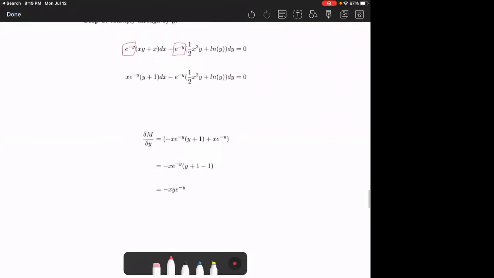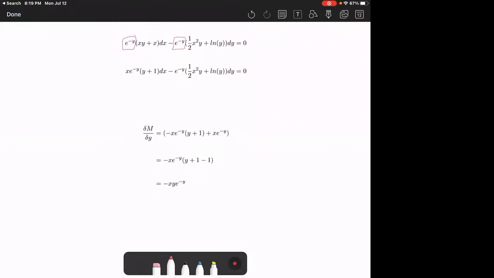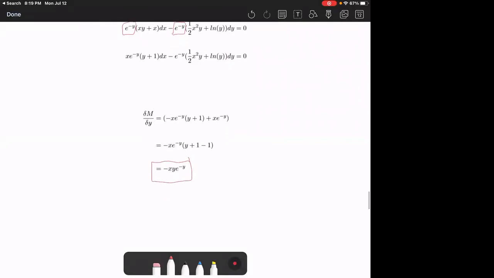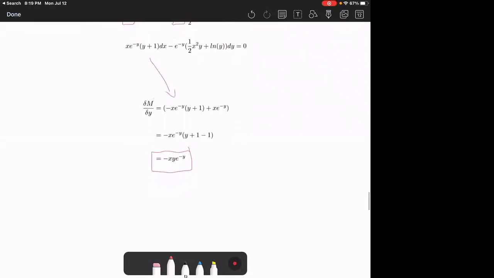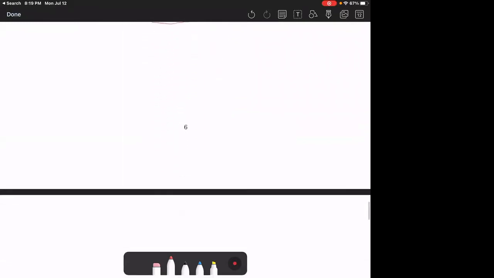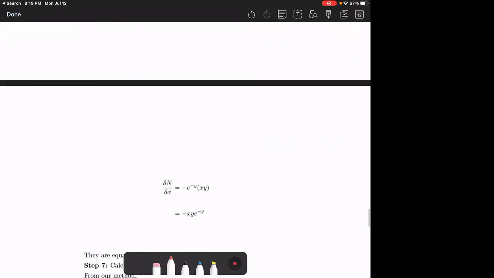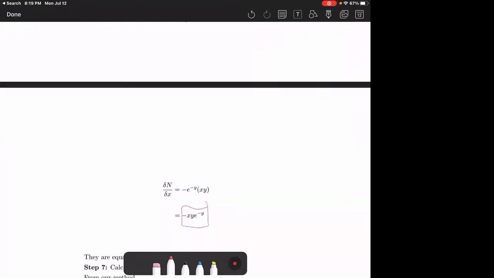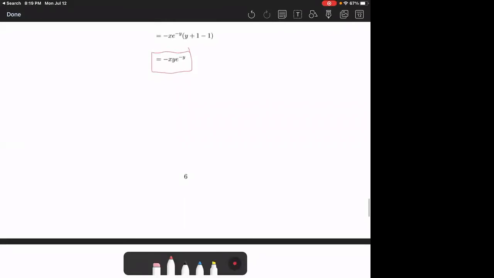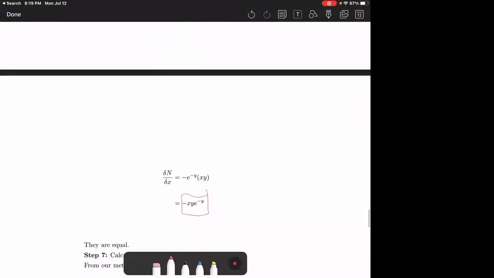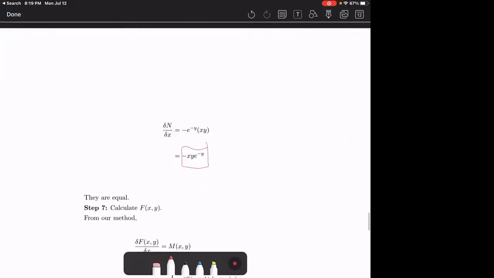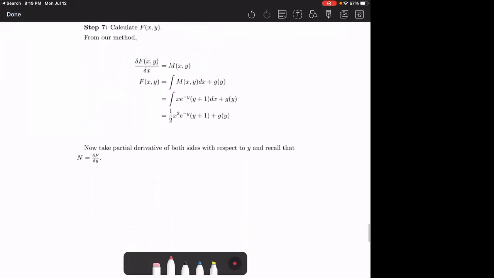Here, we're just going to check that it is exact. So if we take the derivative of M with respect to y, we get -xy e to the -y. There's a product rule involved in there, but nothing too difficult. We're going to compare that to ∂N/∂x, and they are equal to the same thing, -xy e to the -y. So yes, this is exact because they are equal. So now we can finally do things as we would have in the last section.